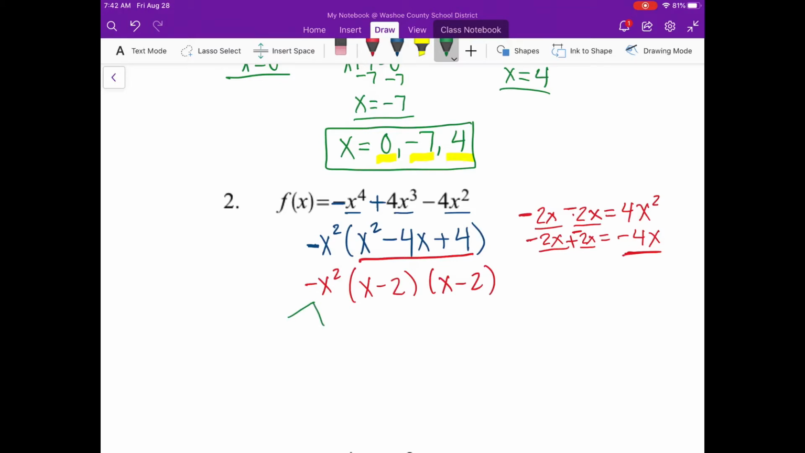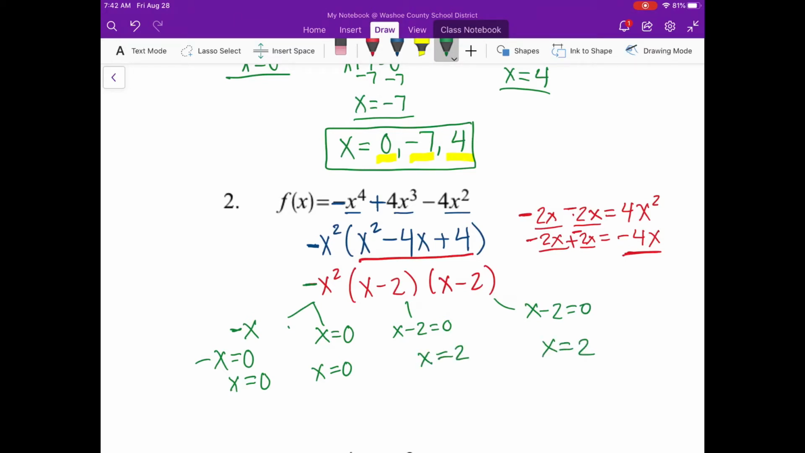So negative x squared, technically x squared is x times x, okay? And one of them is negative because that product is negative. So if I were to set this equal to 0, I get x equals 0. And I set this one equal to 0, so that's x equals 0. And you're going to do the same thing with these factors, set them equal to 0, and you end up with x equals 2 and x equals 2. Which is good because I want 4 solutions based on my exponent there.